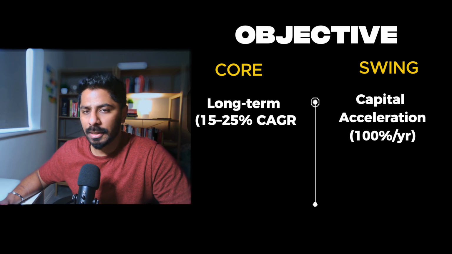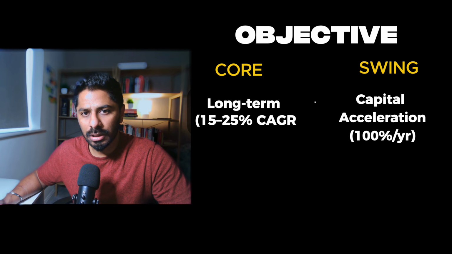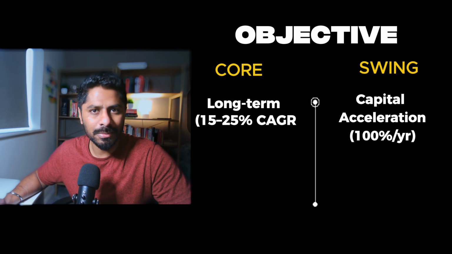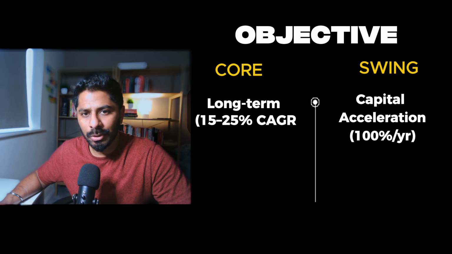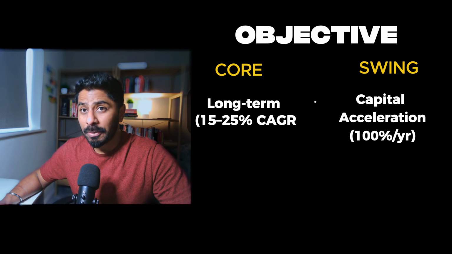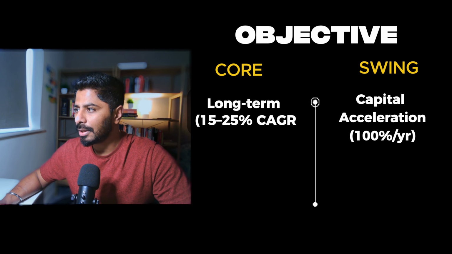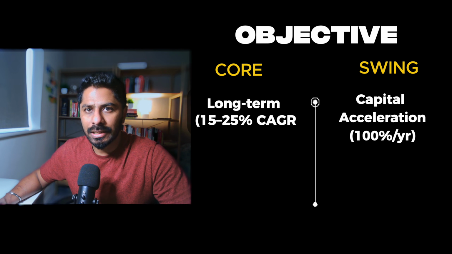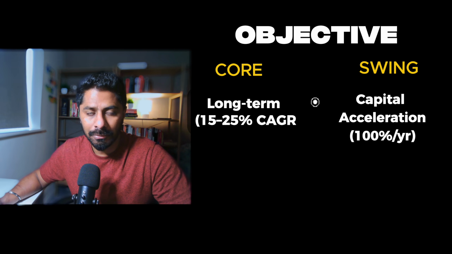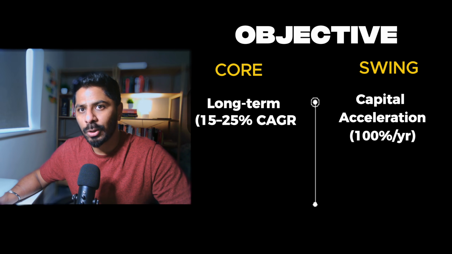Keeping that in mind, I call it core when I am looking for a long-term CAGR of around 15 to 25%. That's my objective. For satellite, I'm looking for 100% year on year. Now, before anyone jumps to a conclusion, let me be very clear. When I say capital acceleration of 100% every year, this is not a guarantee, or a sure shot I'm promising that I'll get in my portfolio every year. This is my goal to achieve if the market supports, right?